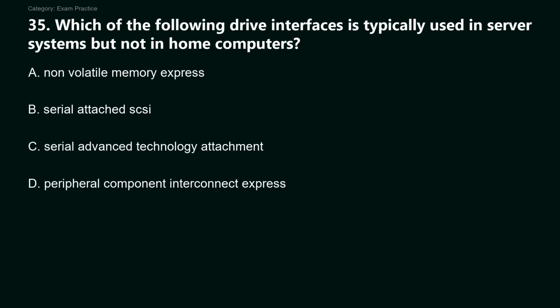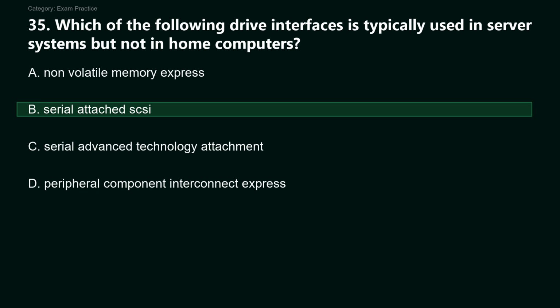Question 35. Which of the following drive interfaces is typically used in server systems but not in home computers? Option A, non-volatile memory express. Option B, serial attached SCSI. Option C, serial advanced technology attachment. Option D, peripheral component interconnect express. The correct answer is option B, serial attached SCSI.